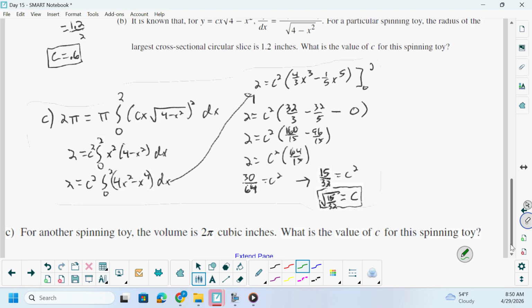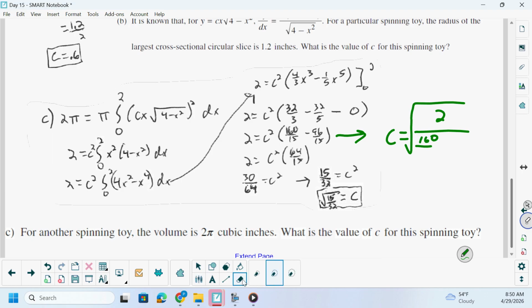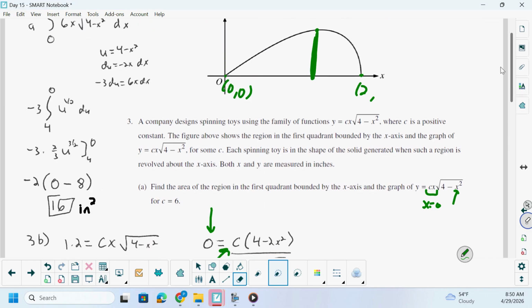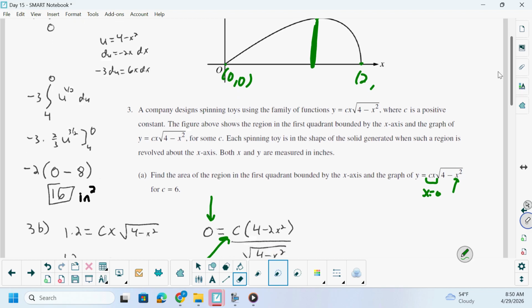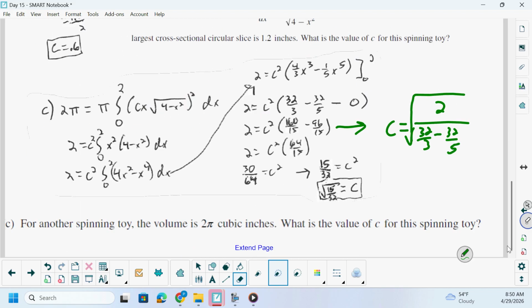You could have said that c was equal to square root of 2 over 160, and you didn't even need the 160s. You could have done the non-simplified part from the previous step, 32 over 3 minus 32 over 5. And we would want the positive square root for c, because they told us c was positive in the question. Okay, and then this is much more simplified, but anything where you got c by itself would be a full credit answer.